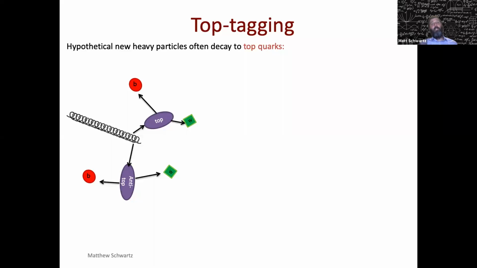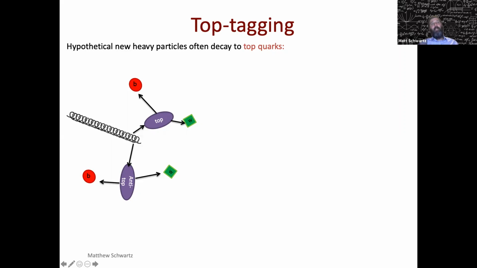Let me talk about another example that has gotten a lot of attention, which is top tagging. And again, this is another problem that had a traditional approach in collider physics, but then was reinvented in machine learning and done better. So let me explain what's going on. So what is a top quark? A top is the heaviest known quark.